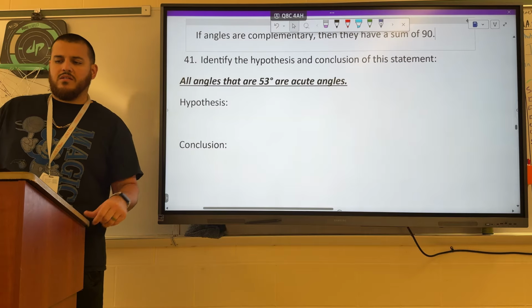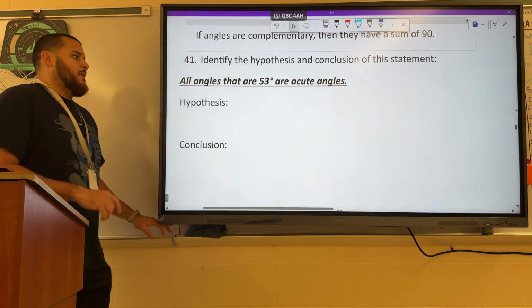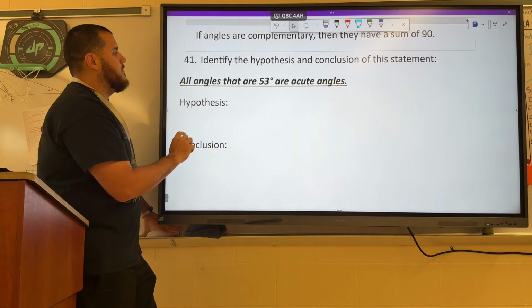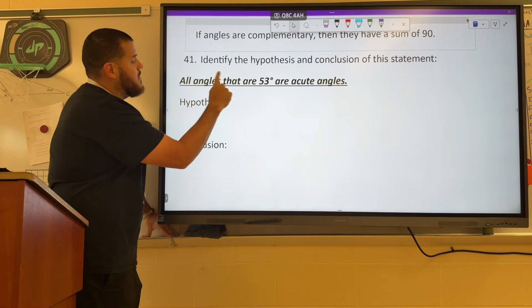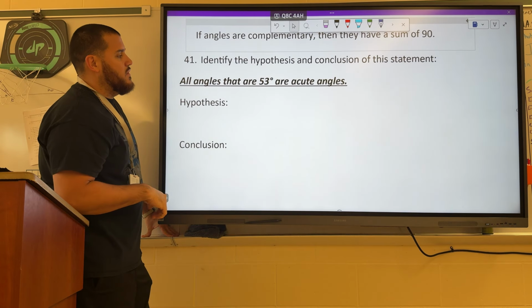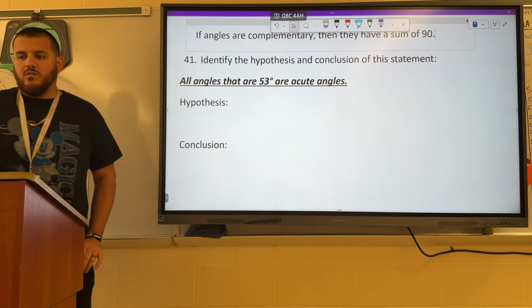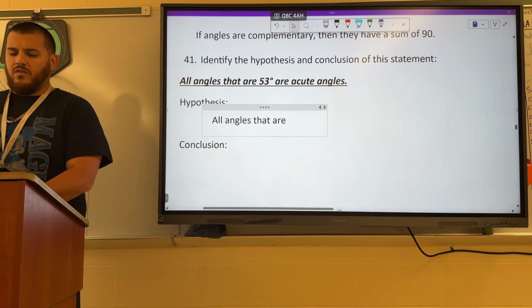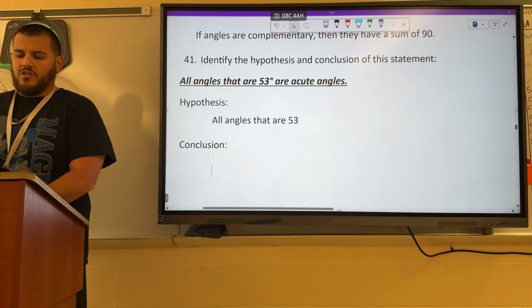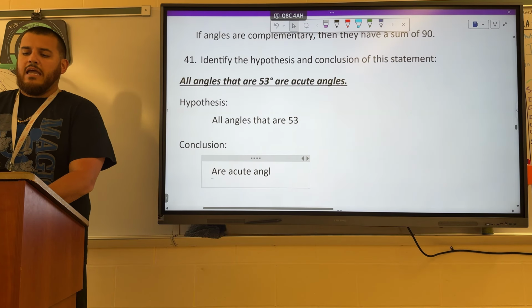We're going to see a very similar thing here, just testing our skills on that again. Example 41 says identify the hypothesis and conclusion of this statement. Again, we don't have if and then, so we're looking for the subject, and we're talking about angles that are 53 degrees. And our conclusion would be that they are acute angles. So hypothesis is all angles that are 53 degrees. Conclusion, the details is they are acute angles.